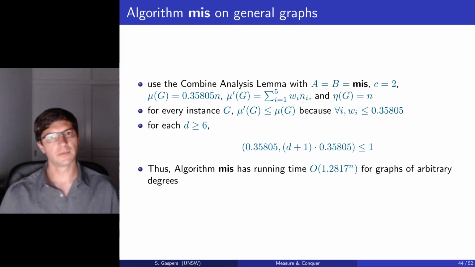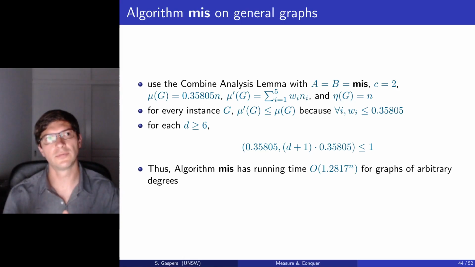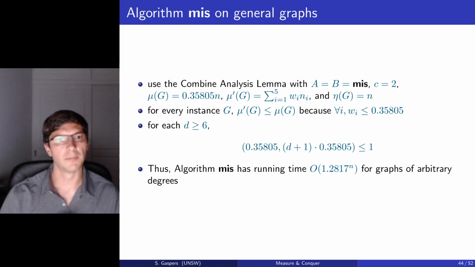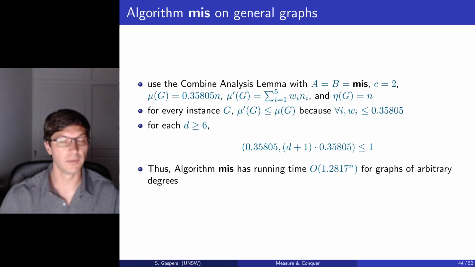But now we can design an algorithm for maximum independent set that works for general graphs. Our algorithm A gets as input an arbitrary graph, and algorithm B is our subroutine for degree at most 5 graphs. But now we can actually take the same algorithm for A and B, because our algorithm never said that you can't branch on degree 6 vertices. So we'll actually use the same algorithm, but a slightly different analysis.